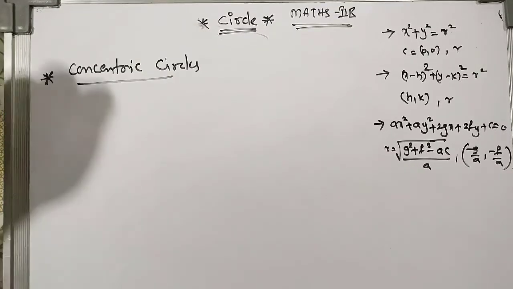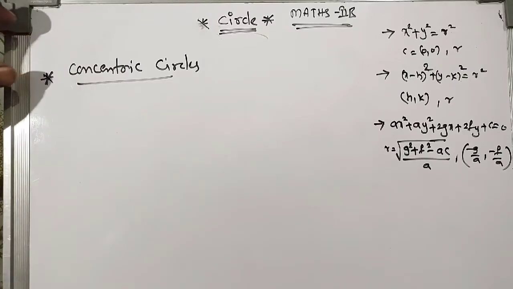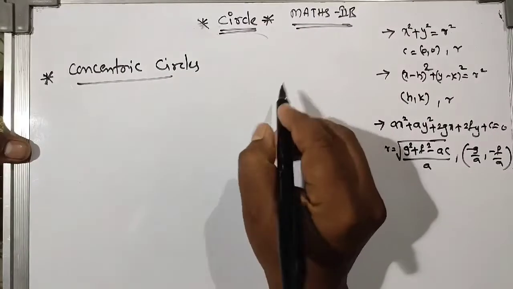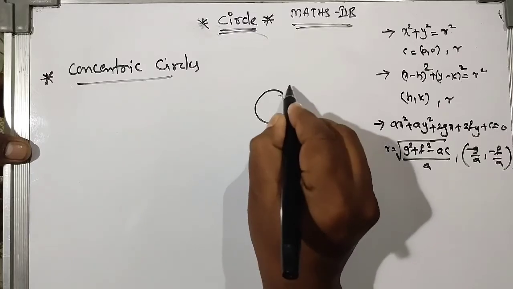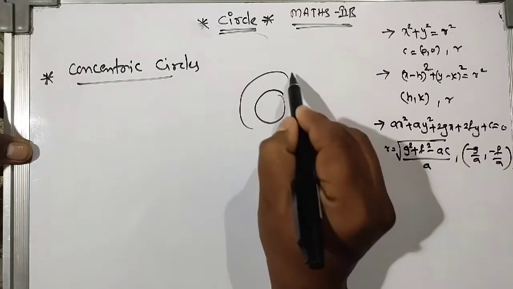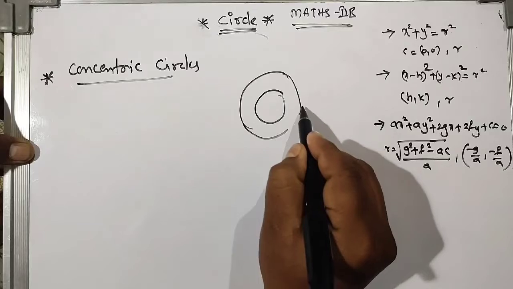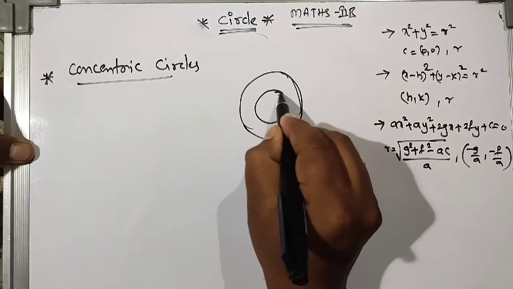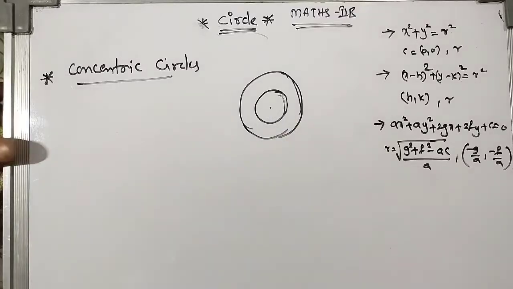Okay, next topic is concentric circles. Concentric means two or more circles have the same center. See here, this is one circle and this is another circle. Both have only one center. I'm sorry, I am unable to draw on the board. So these are the circles, this is the center.